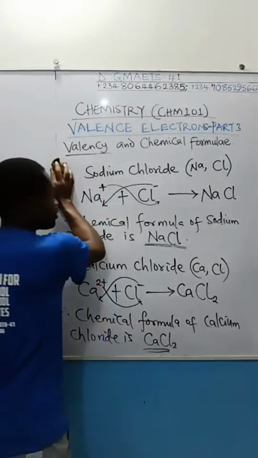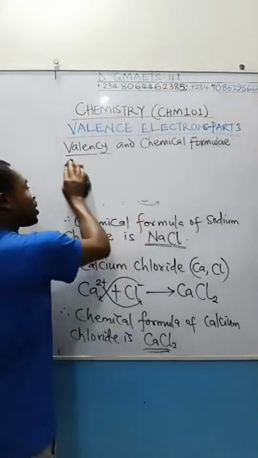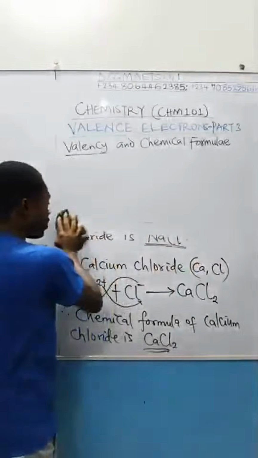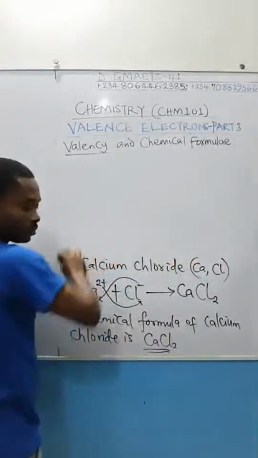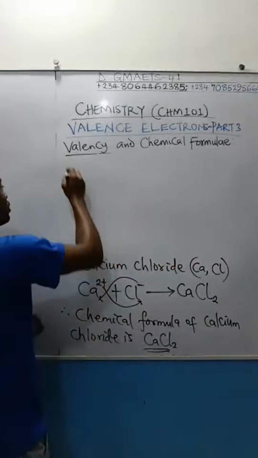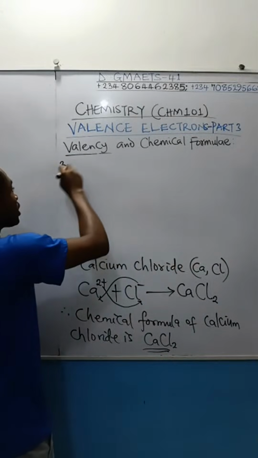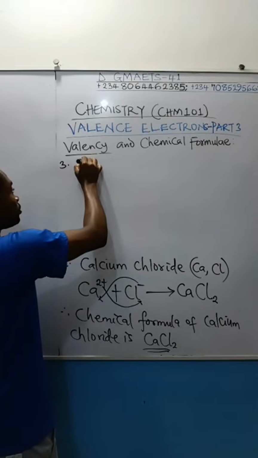Let me wipe this. Let's look at another compound. You know, all these guys are binary compounds. I've given them to you. Let's look at this compound number 3. We're going to look at magnesium.